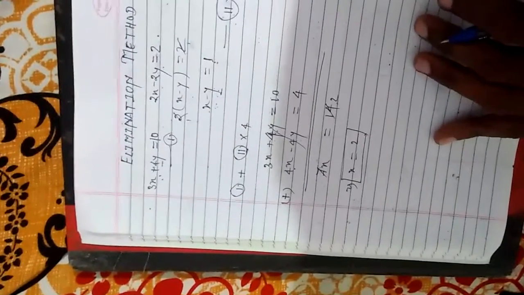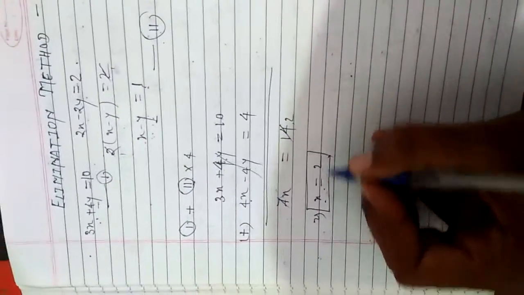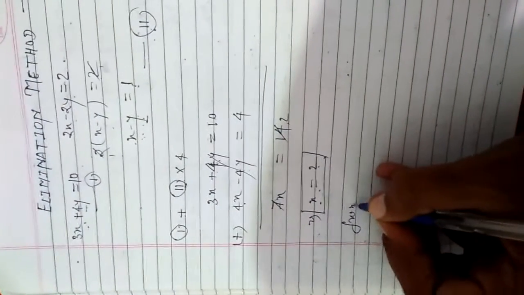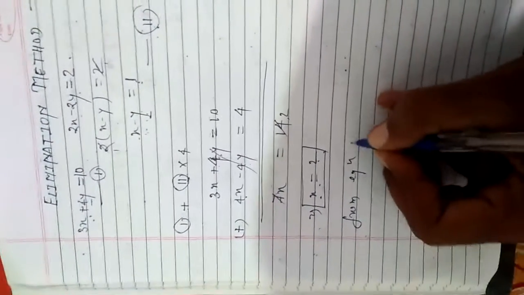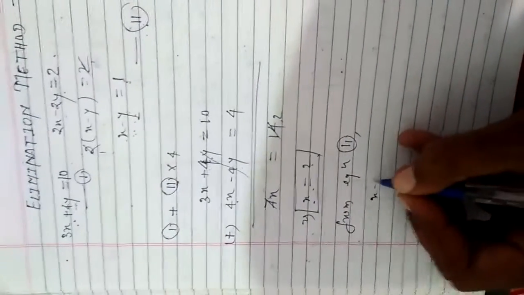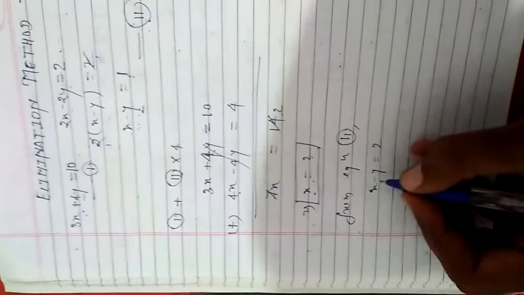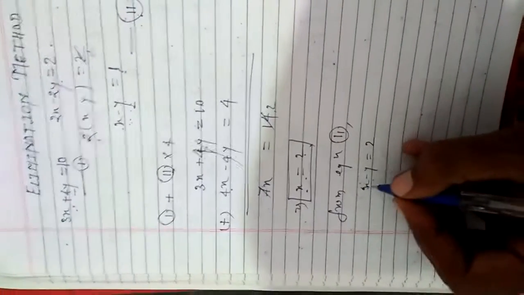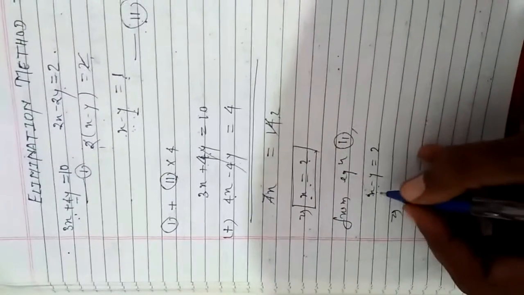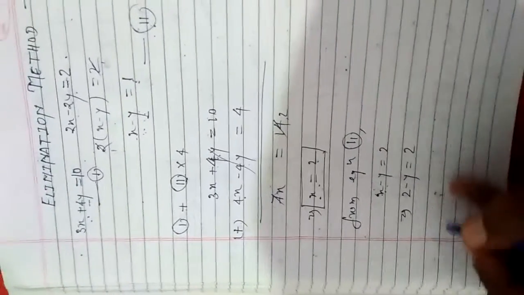Okay, now we are going to find the value of y, so we have to put the value of x in equation number 2. So from equation 2, what is our equation 2? x minus y equals 2. So put the value of x in equation number 2. So in the place of x, we are putting the value of x equals 2, minus y equals 2.